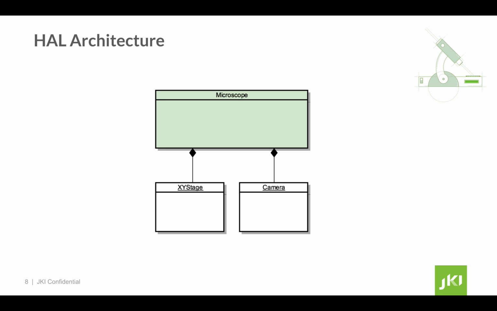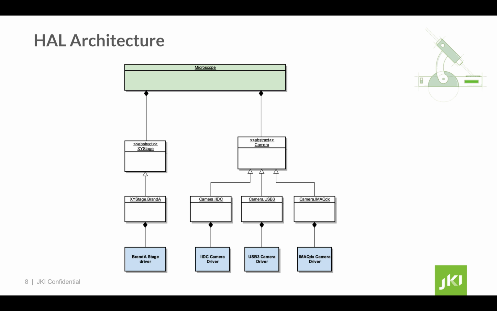Let's take the example of a microscope. At a high level, it can be broken down into two subsystems, an XY stage and a camera. Expanding a bit more on that representation, let's explore how our subsystems can be broken down. Both the camera and the XY stage should act here as a generic interface to whatever type of camera or XY stage that we will face in the future. So it's really important at that point that we define an interface that makes sense.